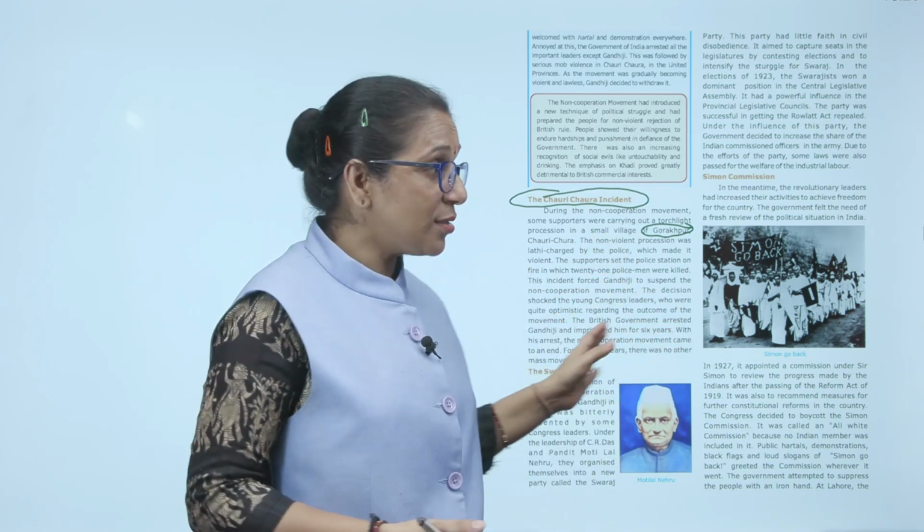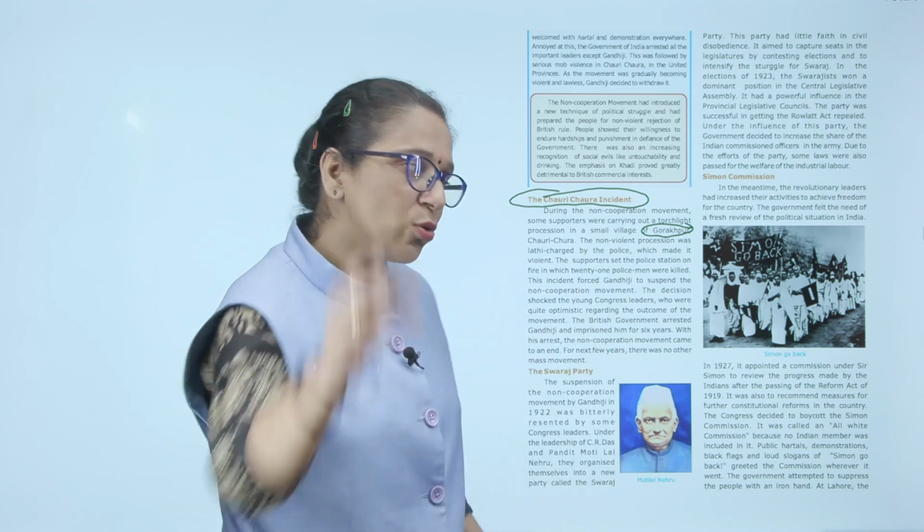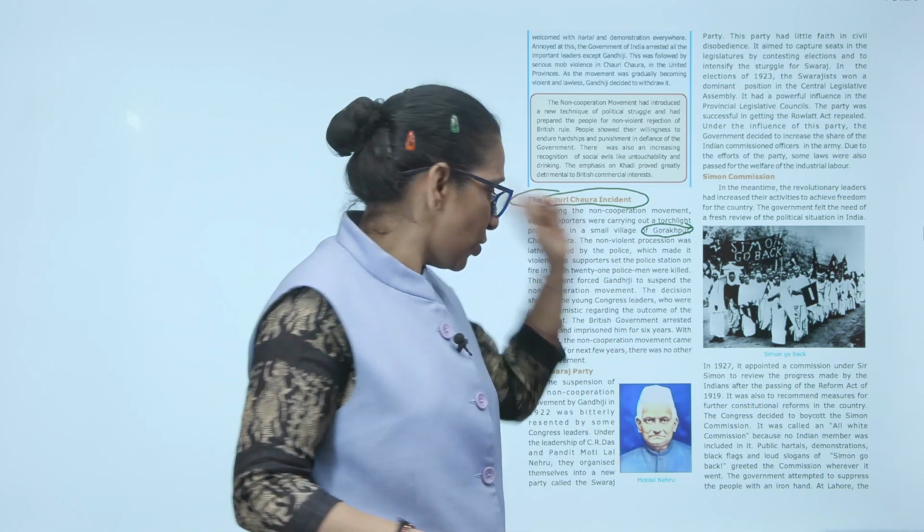And when Gandhiji heard this, that the movement had turned into violence, he decided, no, this is not the way of satyagraha. The movement is not non-violent, it has converted into violence. That's why he decided to withdraw the non-cooperation movement. So this is the answer. Why was the non-cooperation movement withdrawn? Because of the Chauri Chaura incident.